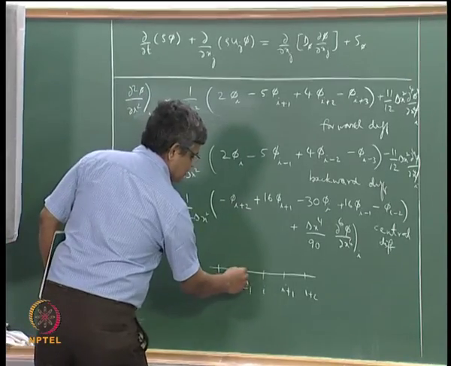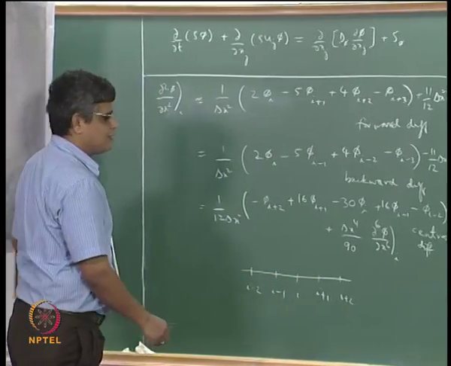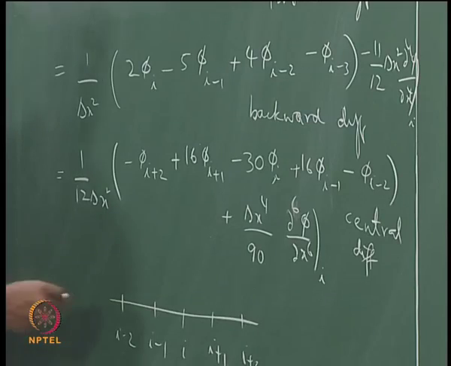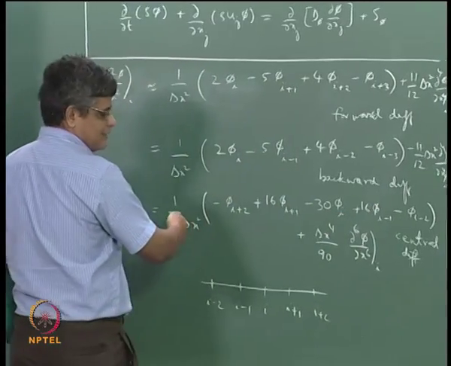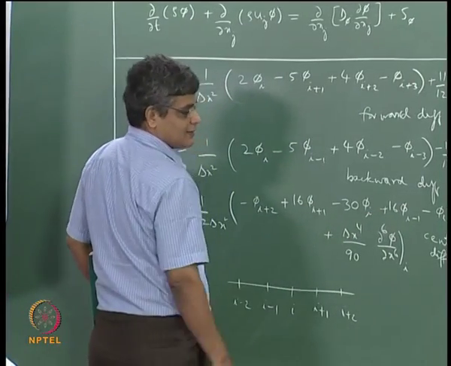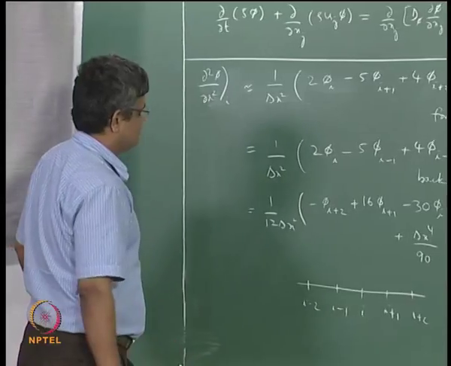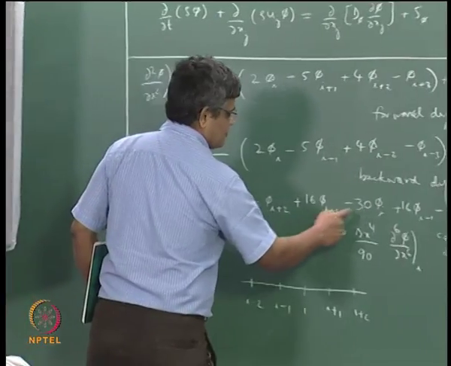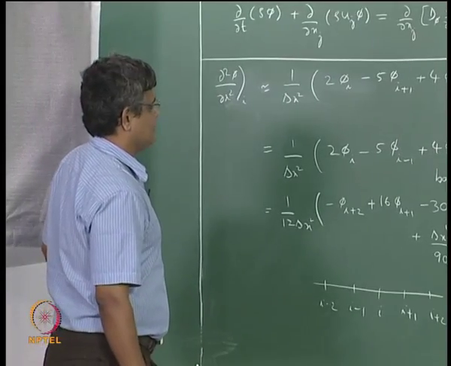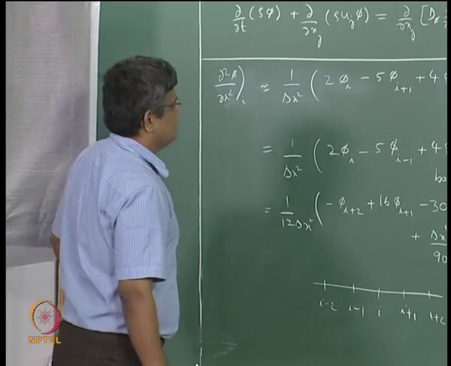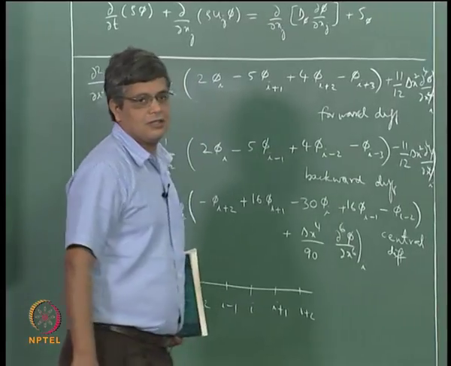So, instead of having just 3 points for a second order central differencing, we now have 5 points for a fourth order central differencing, and we can add 2 more points on either side and we can derive a sixth order accurate central differencing, the coefficients for which will be increasing in terms of magnitude.